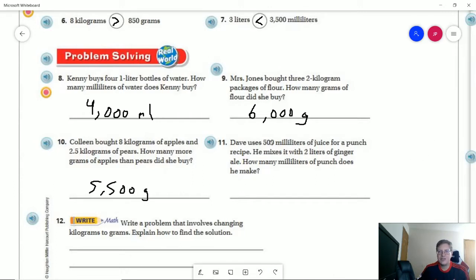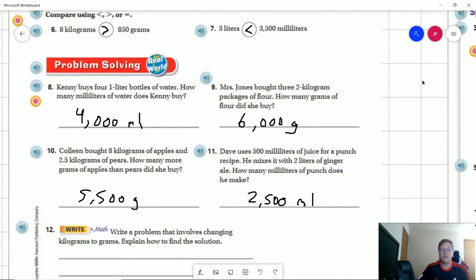Number 11, if we use 500 milliliters of juice and mix it with 2 liters of ginger ale, then we are going to have a total of 2,000 plus 500, and that would give us 2,500 milliliters total of punch. Again, for this one, it would be whatever you can come up with. So Risen Christ students, I will expect that you at least be able to answer that part. How we would find the solution would be to take whatever our measurement is for kilograms, multiply that number by 1,000 to get the number of grams.